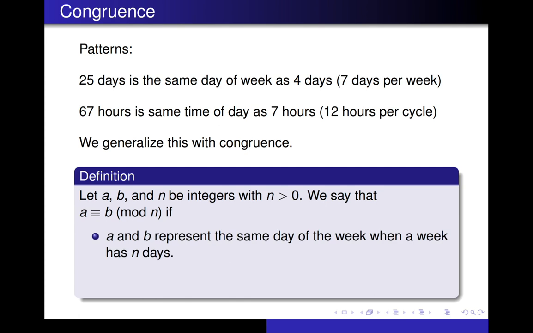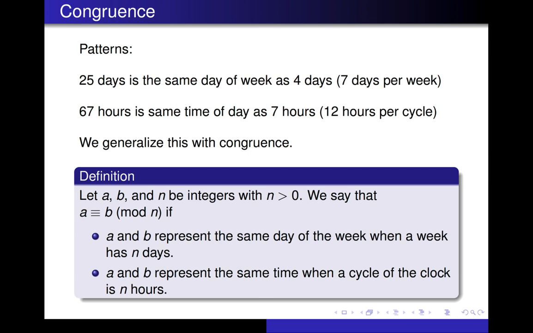If you want to think of days in the week, we could think of it as A and B representing the same day of the week if a week has N days. Now, we live in a world where a week has 7 days, but in the world of congruence, a week can have any number of days. It could have 12 days, 3 days, 2 days, any number of days. Or if you prefer to be a time person, A and B represent the same time of day when a cycle of the clock has N hours. Again, we live in a world where it cycles around 12 hours, but we could have any number of hours, and that could still work in this definition.